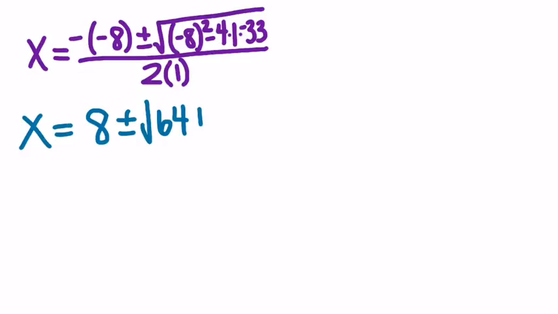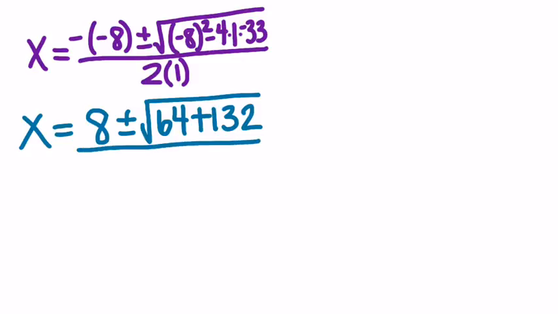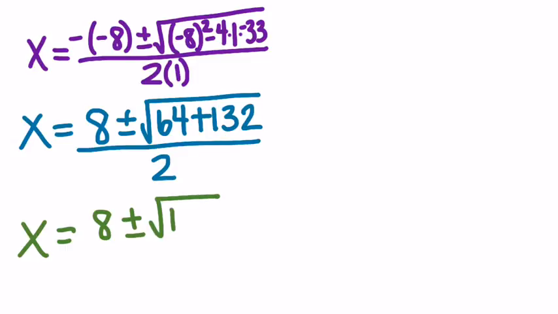So that's going to be positive 132, and then all over 2 times 1, which is 2. Okay, now this next step that I'm going to do is underneath the radical, I'm going to add 64 and 132. So this is going to be 8 plus or minus the square root of 196 all over 2.